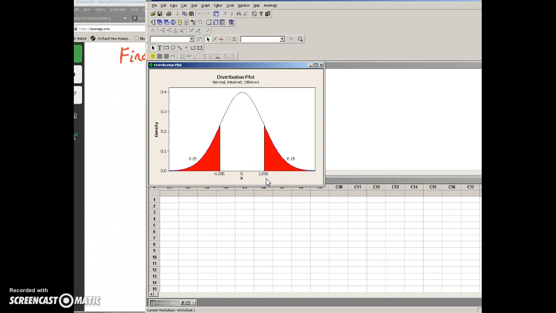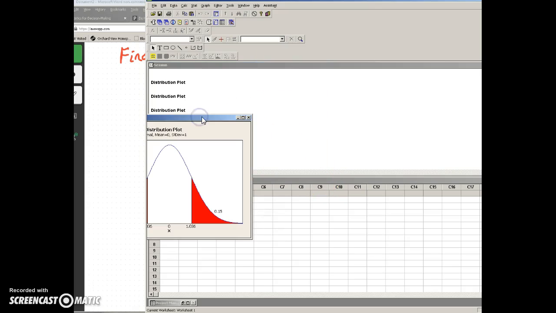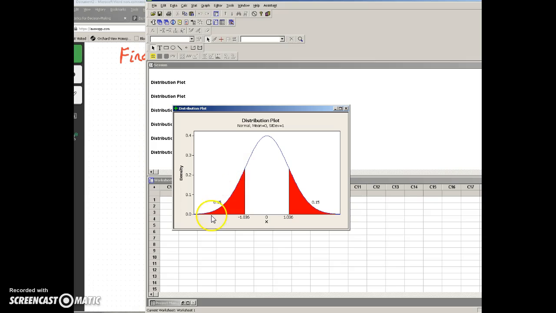So you can either do it manually with the table, or you can do it with Minitab. But notice how Minitab gives you that same beautiful curve that I sketched, which I think is pretty handy dandy. And you can check it, see how it's 0.15 and 0.15, which adds up to 0.3, and you've got 70% in the middle.